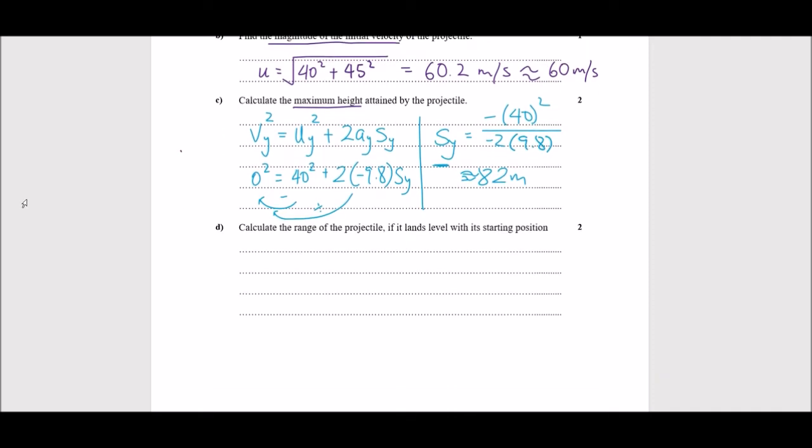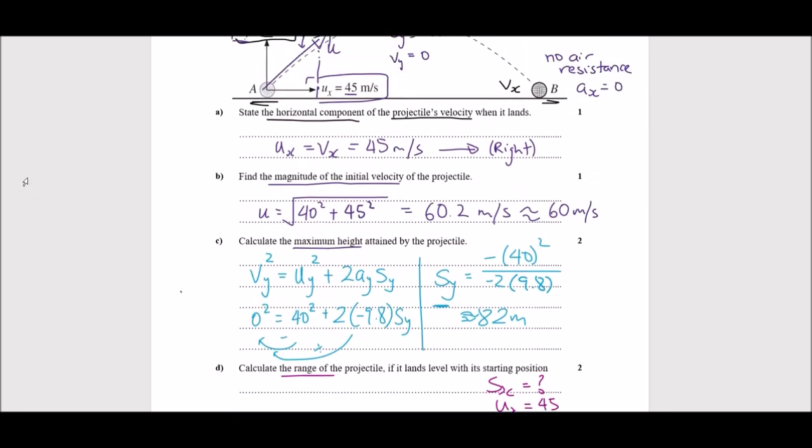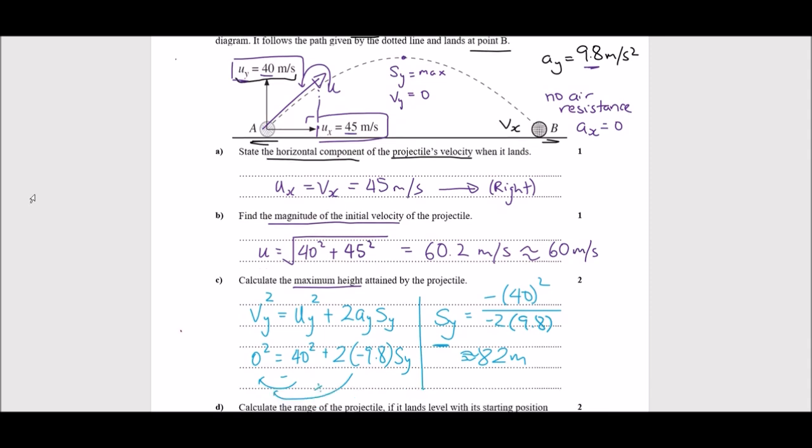And then it says calculate the range. So the range, which is Sx, we do not know. We already know what Ux is. That was given earlier, that was 45. But we do not know what the value for T is. Let me just check. Yep, so we don't know what T is.